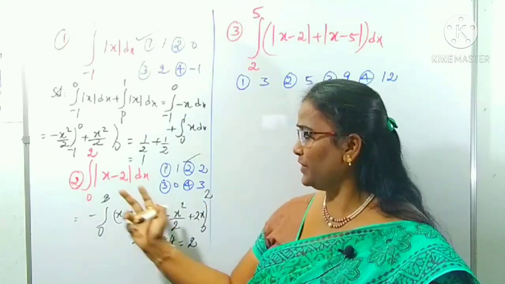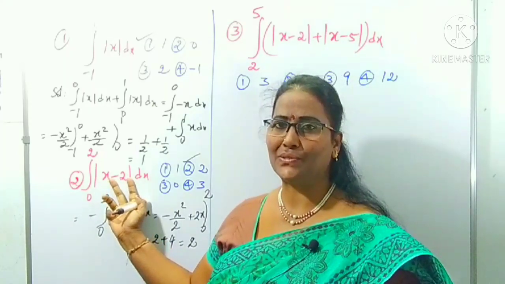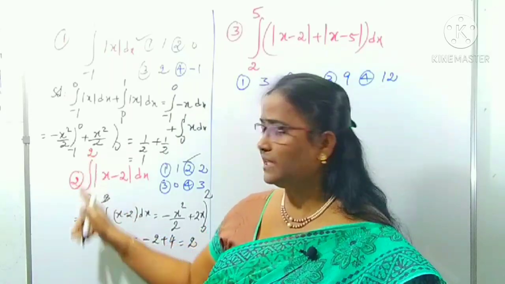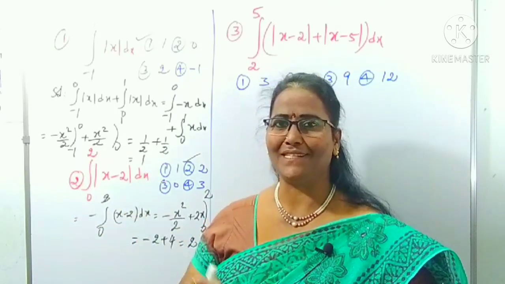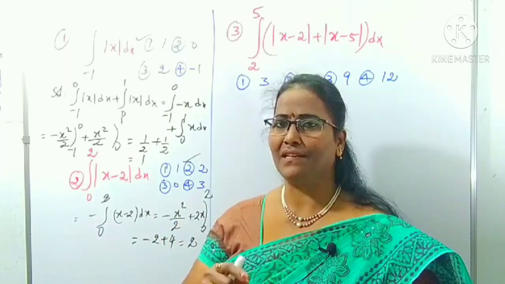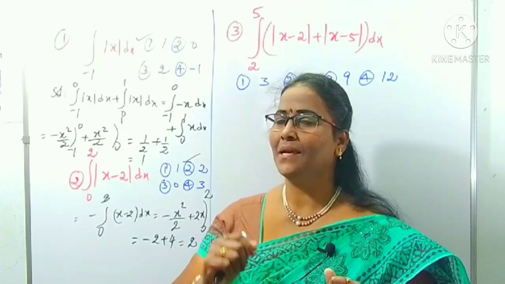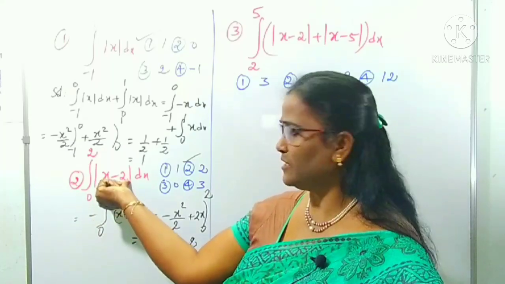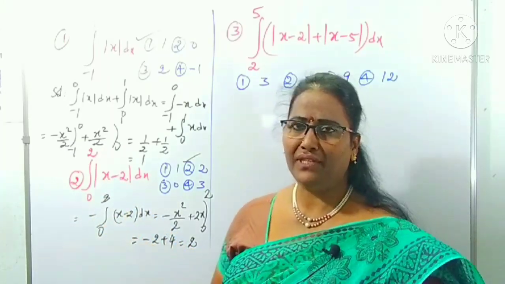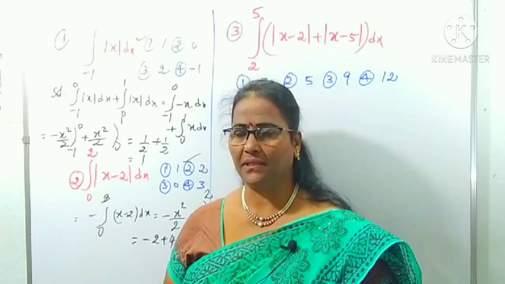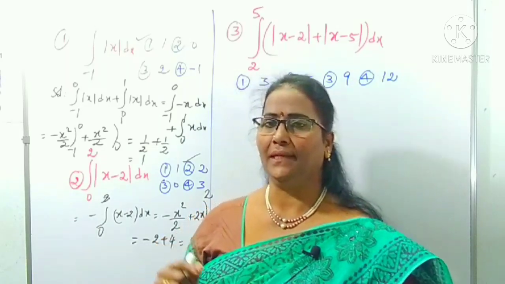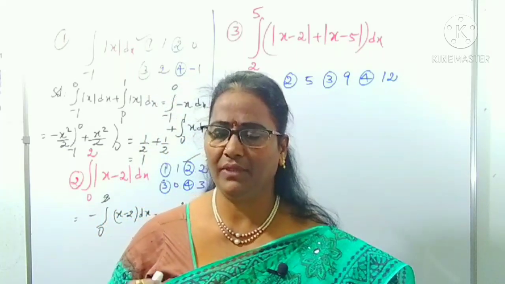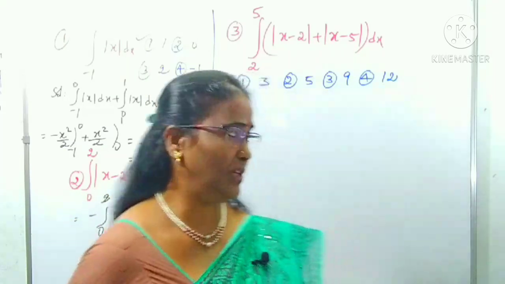Is it clear? At what point do you have to concentrate here? At x equals 2. In between 0 to 2, there is a 2. In the interval 0 to 2, it means x is less than 2. In case of x less than a, mod x minus a is what? Minus of x minus a, that is what is used here. In place of a there is 2. Then find the integral, then apply the limits. That is the major part you have to do in case of modulus of real valued functions. Clear? I am doing one by one, you can understand gradually.